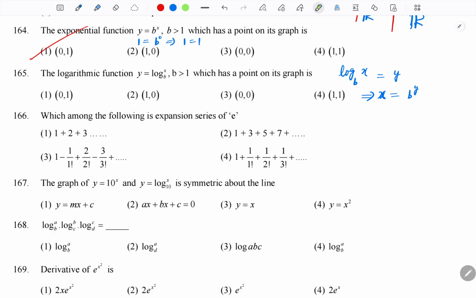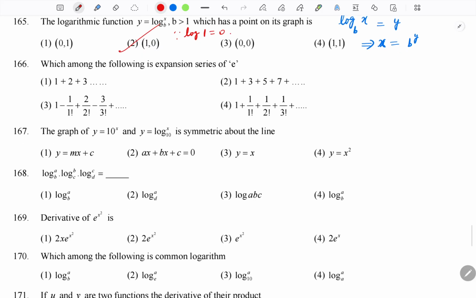We will see it option by option. First one, if x is 0, can we define it? No. If x is 1, log 1 goes to 0, then y equal to 0. Then we can say 1, 0. Not possible with 0, 1, since log 1 is 0 but 1 is not equal to 0. So this option will be wrong. The other one also will be wrong. So what is suitable here? Option number 3. Clear? Since log 1 equal to 0.